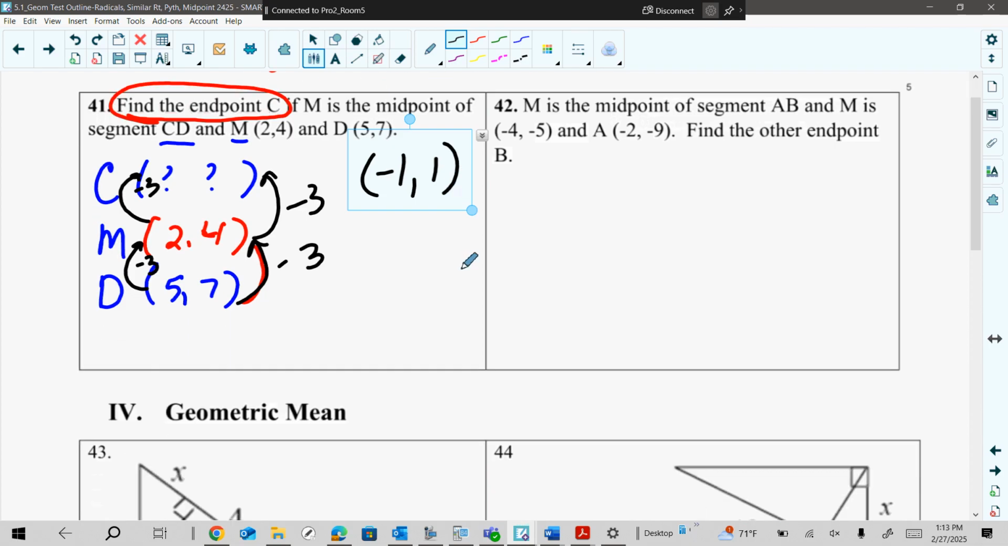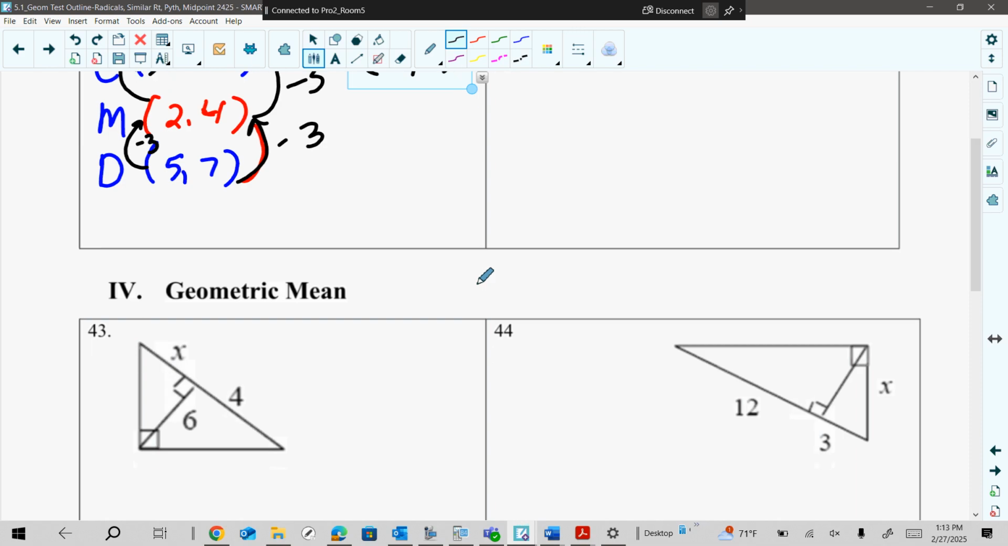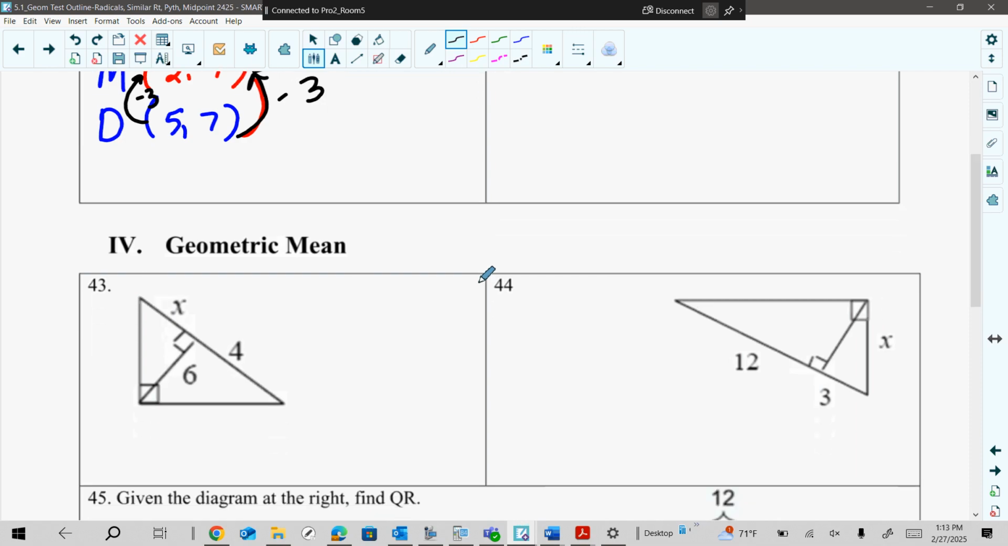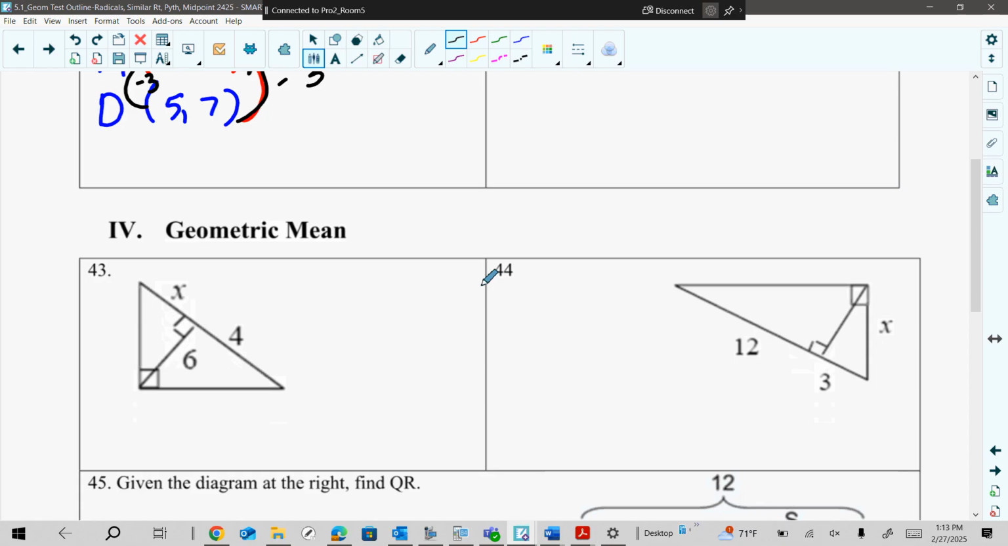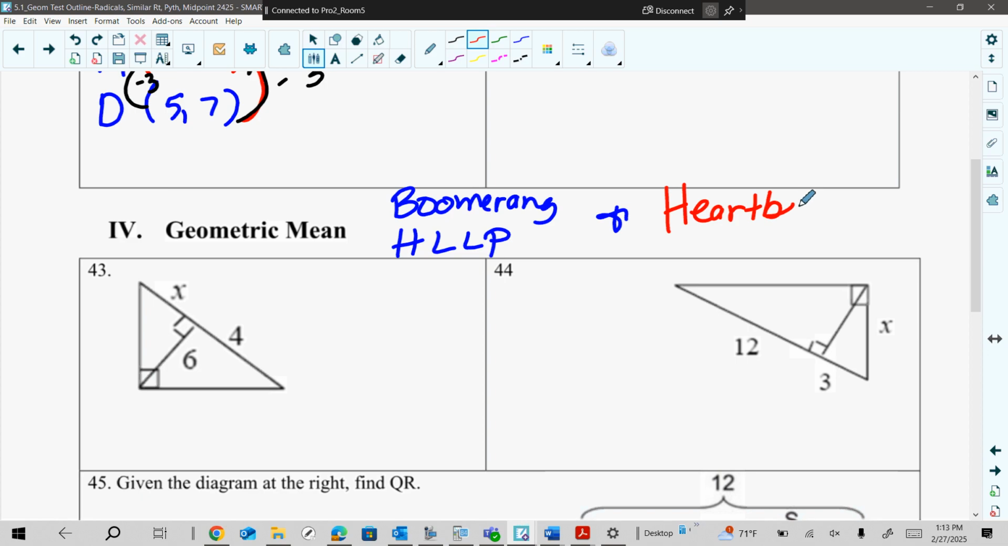And then the last part we did before, but we're still using right triangles, geometric means with right triangles. So you still need to be able to apply boomerang. So you need to remember that means you go hypotenuse, leg, leg, part, and you have to be able to do heartbeat. And you have to be able to recognize when to do which. Heartbeat is part, altitude, altitude, part. And you're going to do it with radicals or show a radical answer.